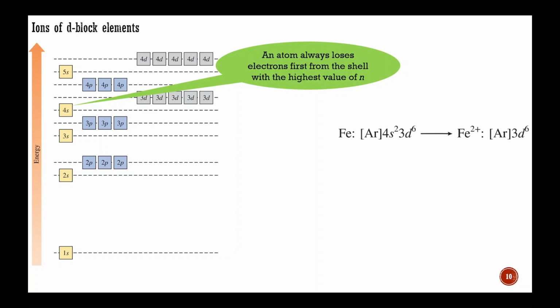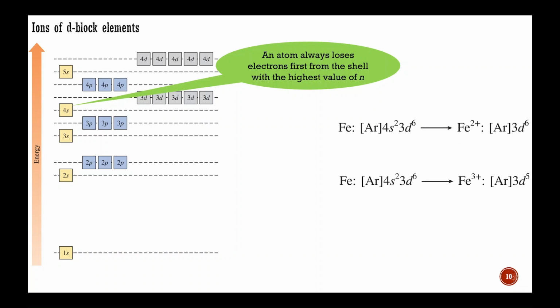Iron can also form the iron 3 ion, in which case the third electron is removed from the 3d subshell. In general, when a d-block element becomes an ion, it loses electrons first from the highest s subshell and then from the following d subshell. This explains, in part, why many of the transition metals can form ions with a +2 charge.